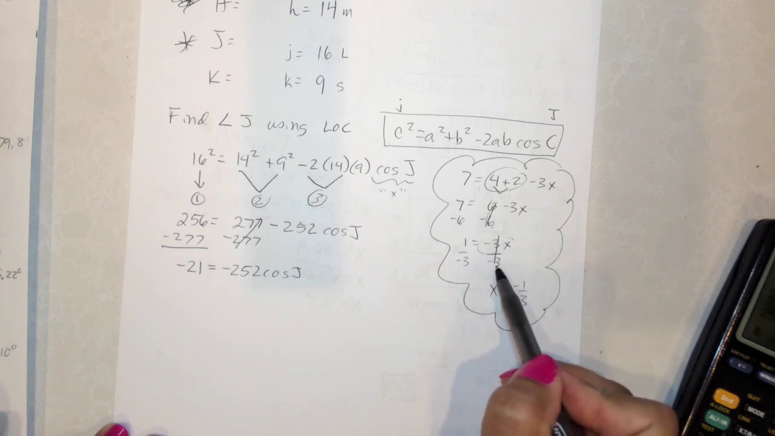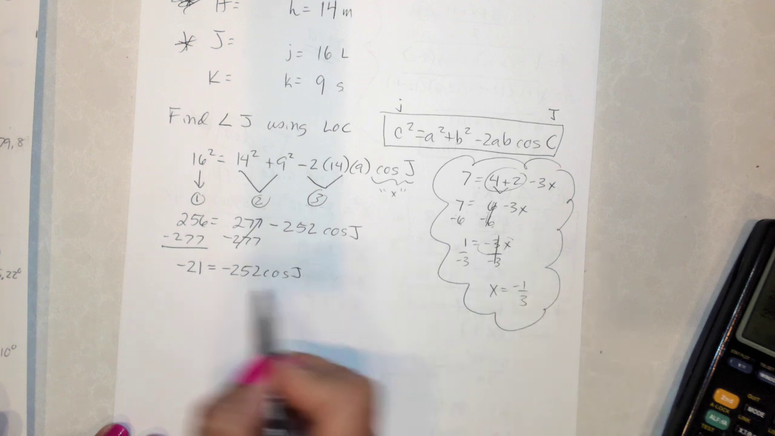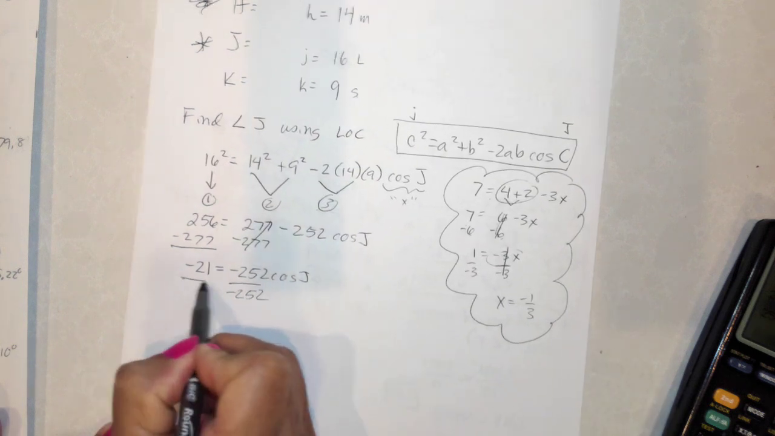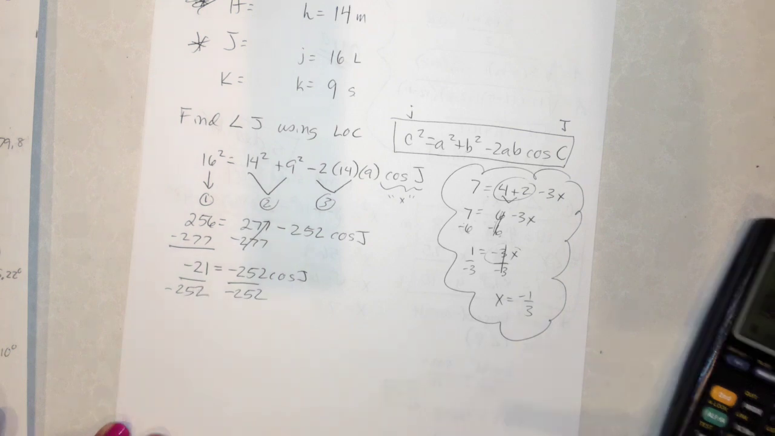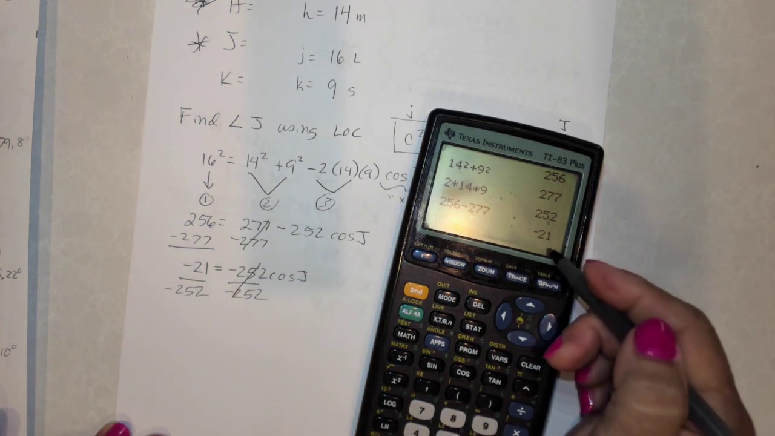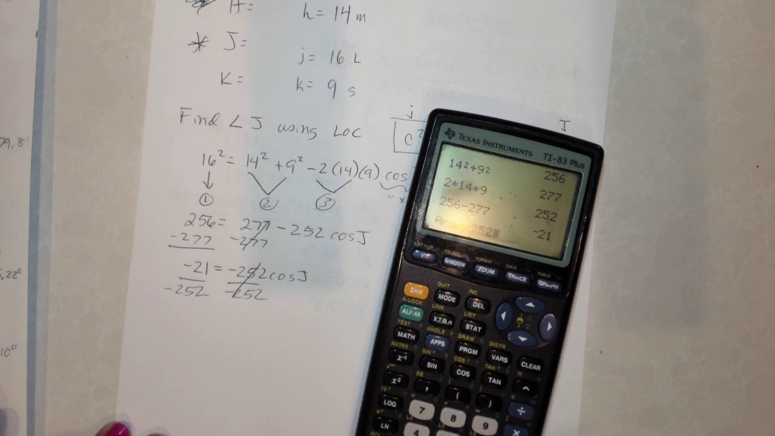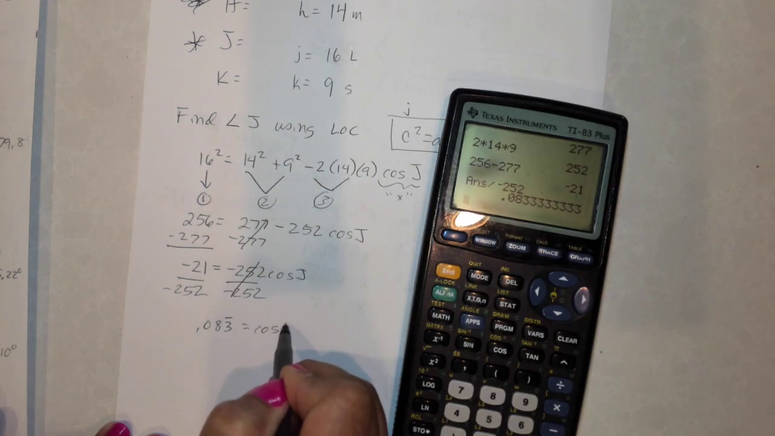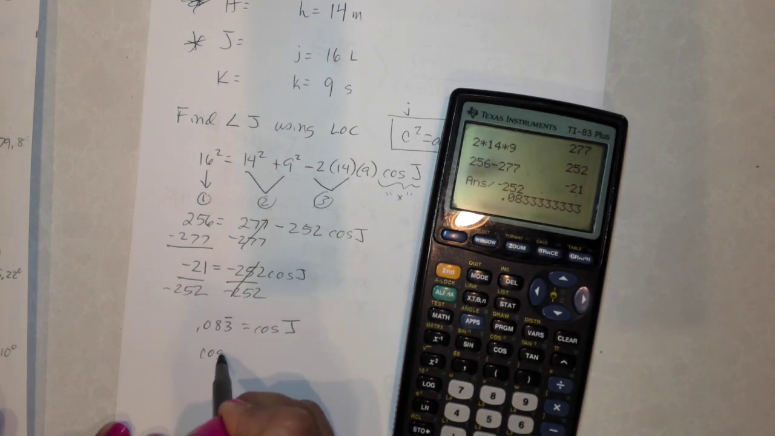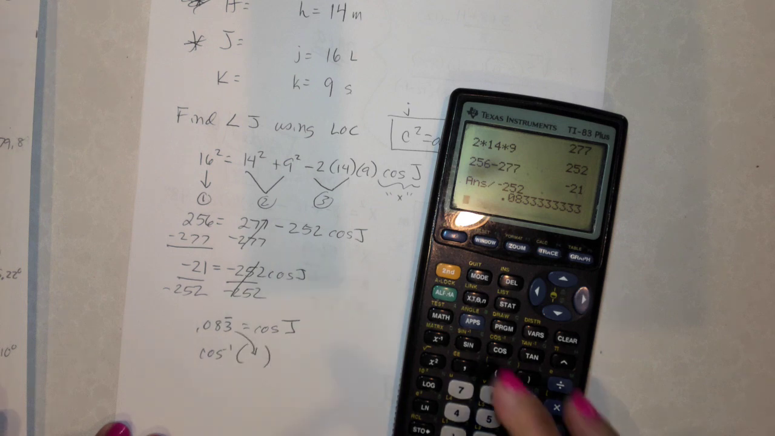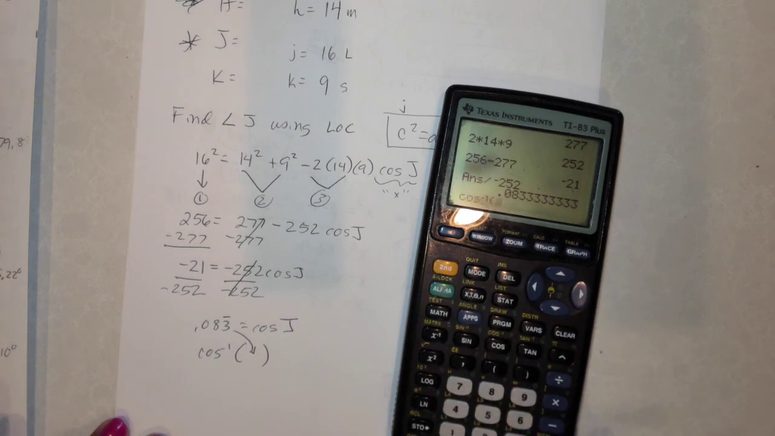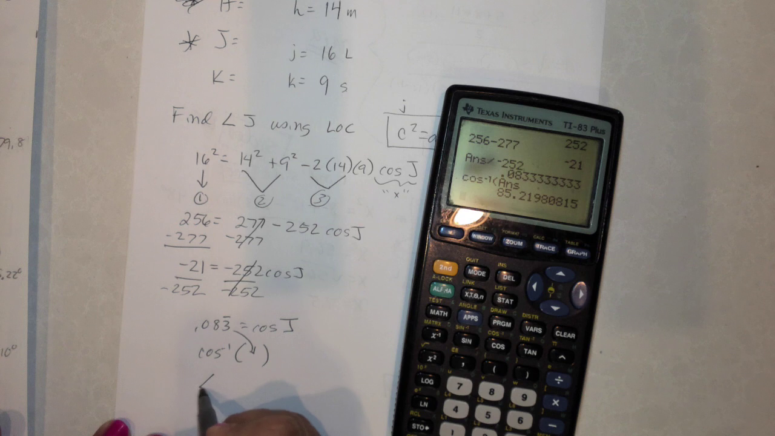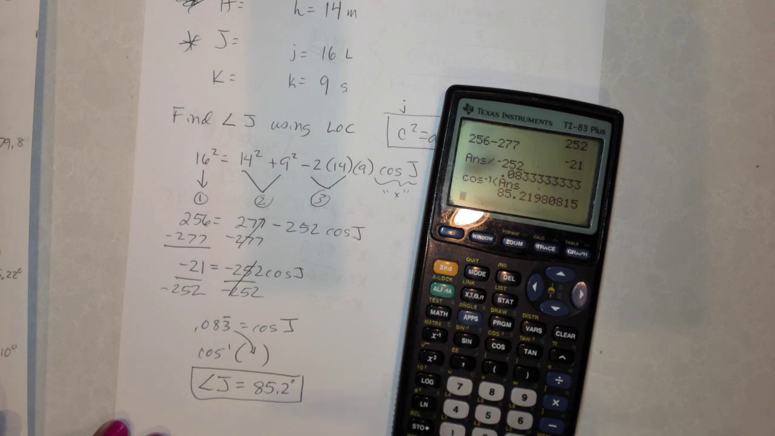What did we do next? Divided by the number attached to x, so we're going to do the same thing here and divide out the negative 252. So I'm going to take my negative 21, divide out the negative 252, and I end up with a weird decimal, which is good because keep in mind, I'm looking for the angle, but I'll have to use inverse to do that. So I'm going to do inverse cosine, because I'm using law of cosines, not sines, of that answer. And it's going to tell me that angle J has a measure of 85.2 degrees. So that's kind of a doozy.